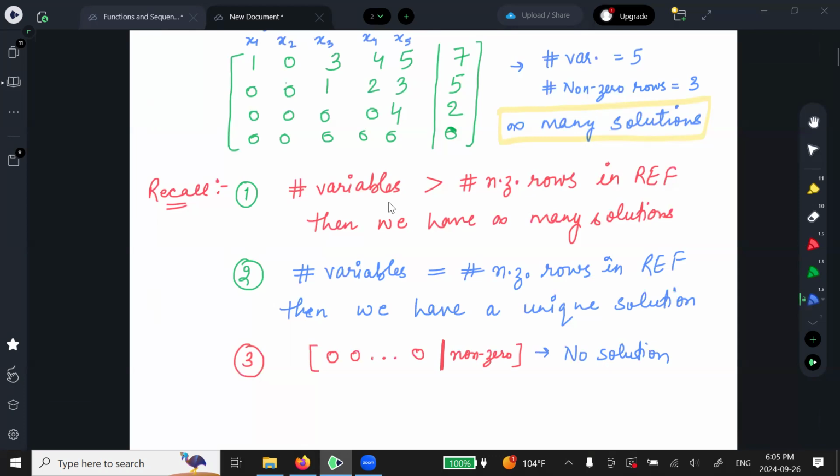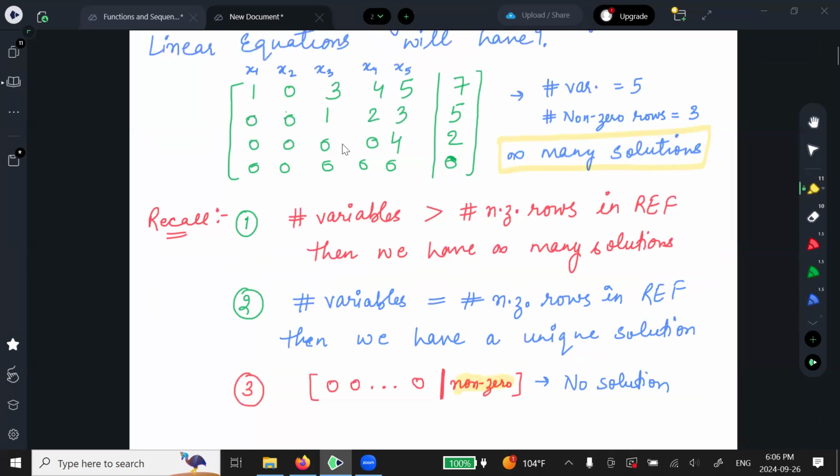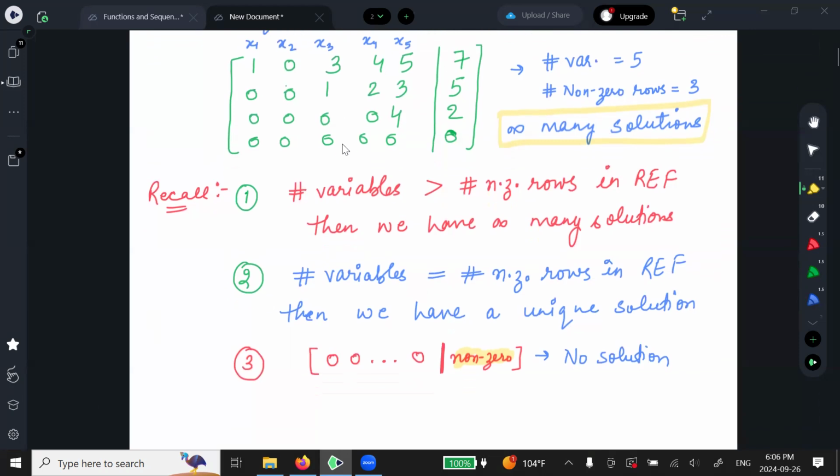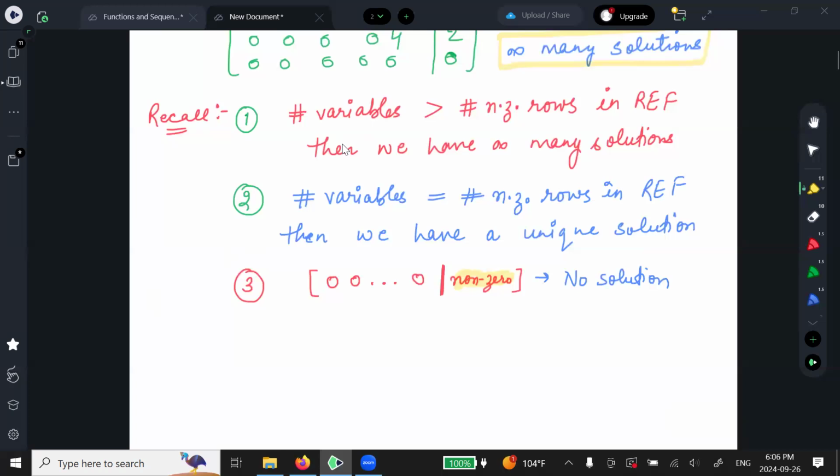Question. Which one? Oh, I'm just saying this will be a non-zero entry. It could be a non-zero number. Okay? Yeah. Just remember this. Okay, I'll post this. Now, once you know, you can look at a matrix, you can count the variables, you can count the non-zero rows, and you can tell how many solutions. Question number 2. Any questions? Everybody can do this on the exam?